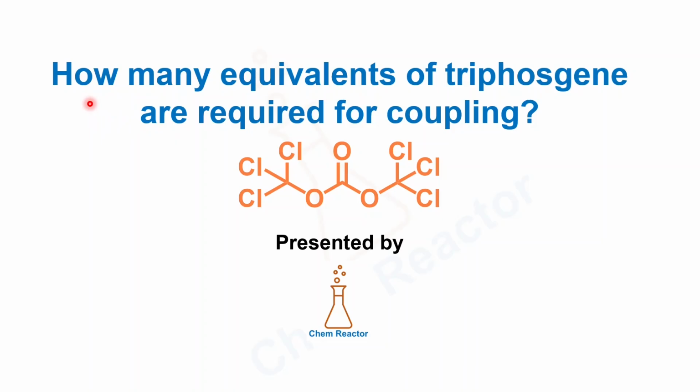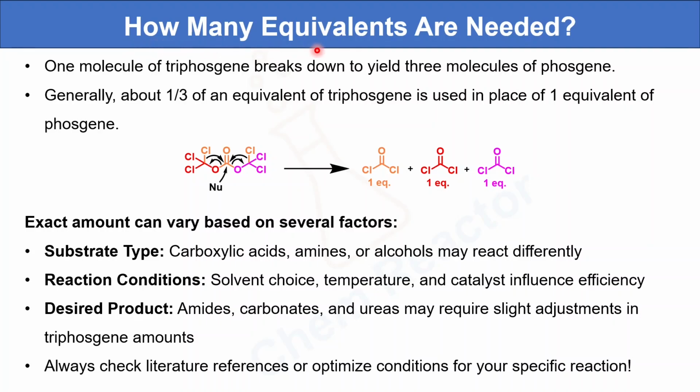In today's video, we're going to discuss a very important question in organic synthesis. How many equivalents of triphosgene are required for coupling? Triphosgene is a safer alternative to phosgene gas. Let's directly get to the point. How many equivalents are needed?